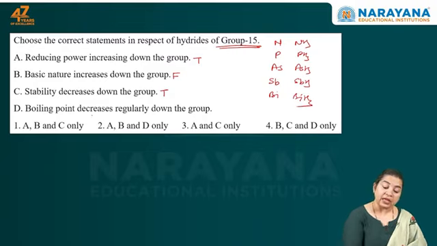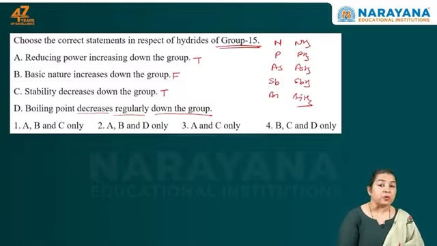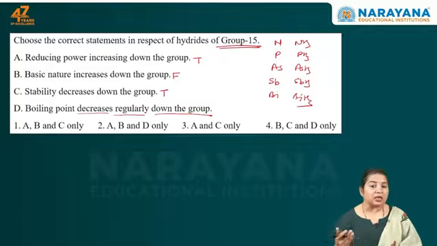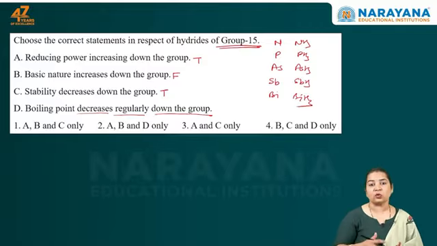Boiling point decreases regularly down the group. Well, that is an incorrect statement, because yes, ammonia has hydrogen bonding. That is okay. But otherwise, the molecular weight increases down the group. So, we cannot say the boiling point will decrease down the group.